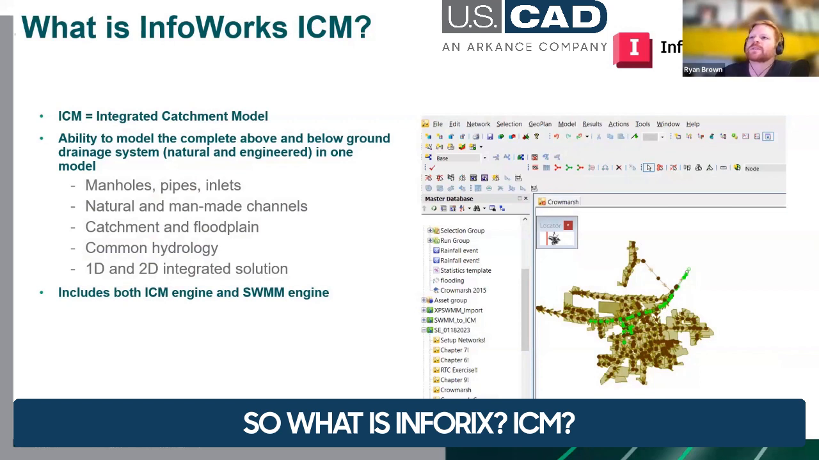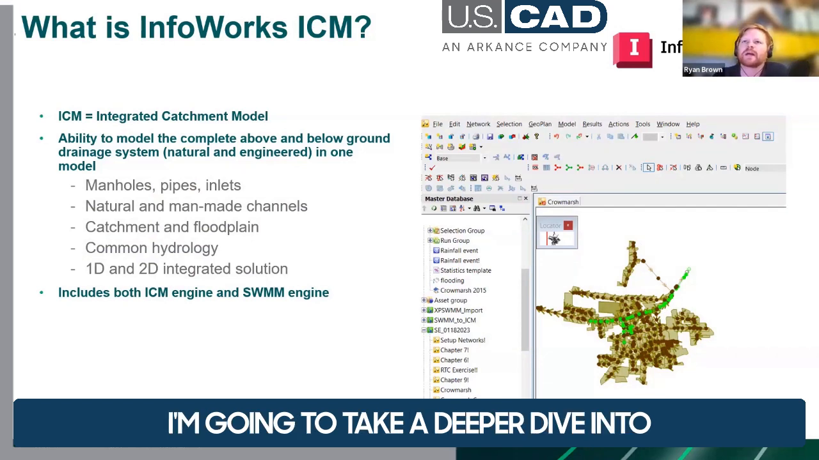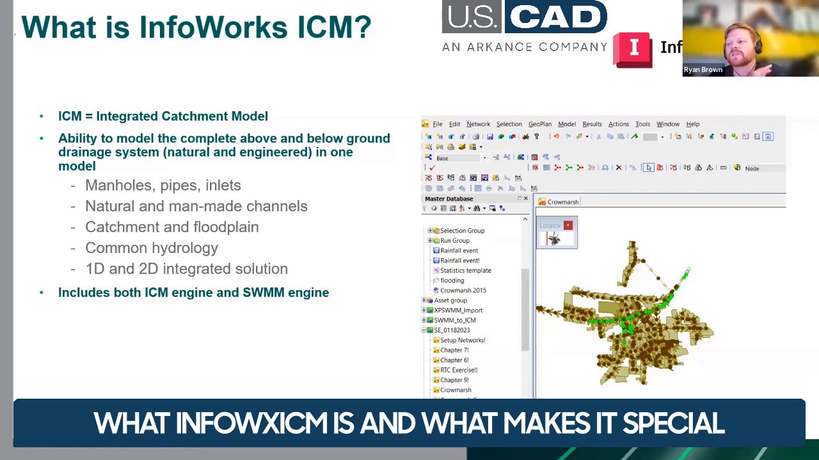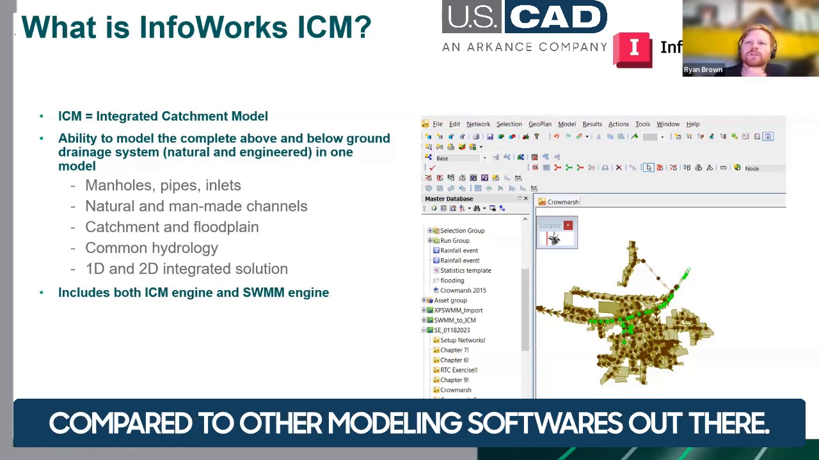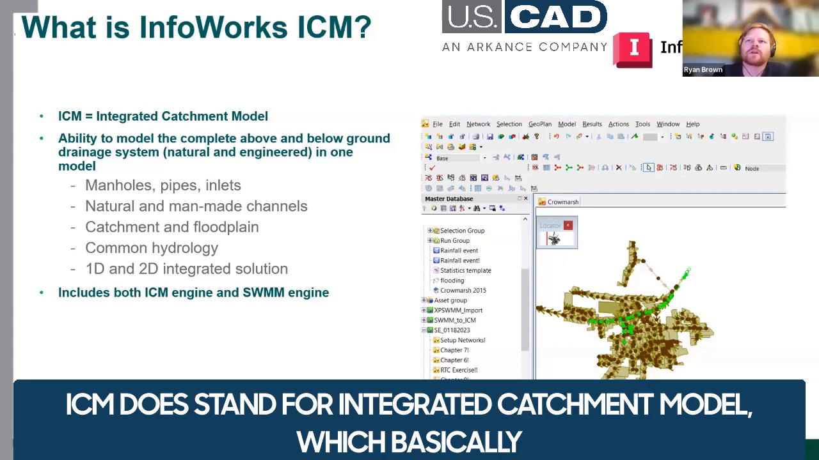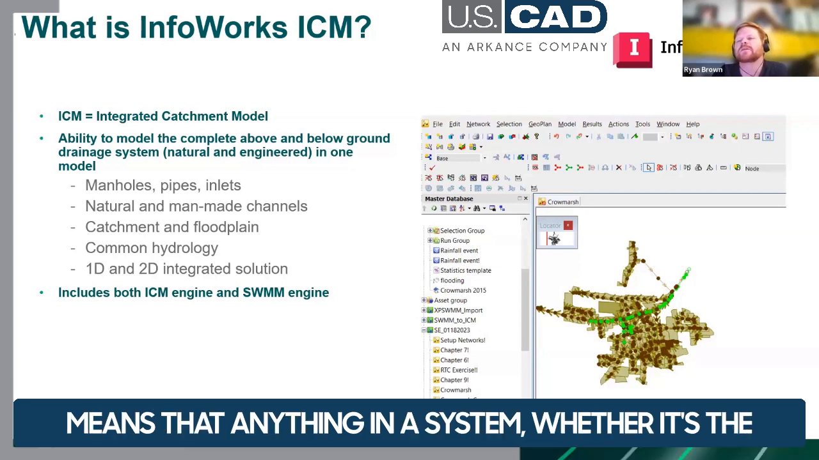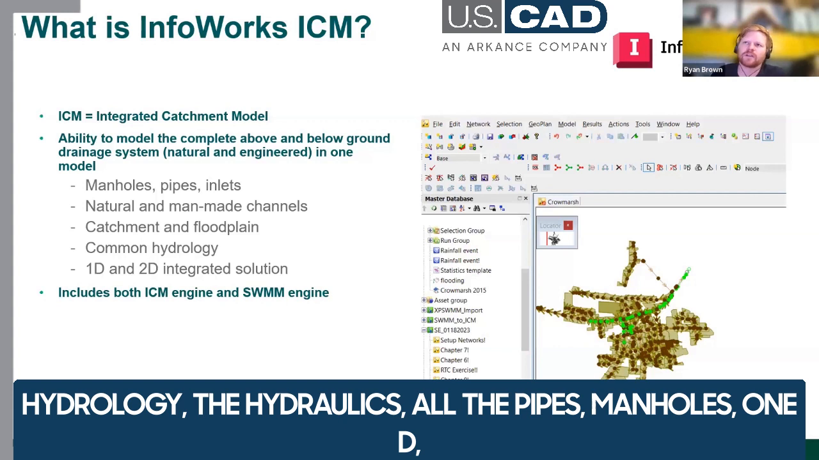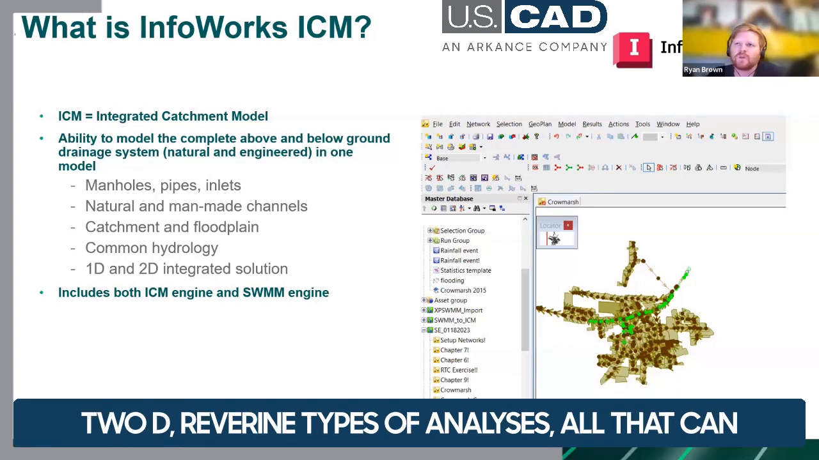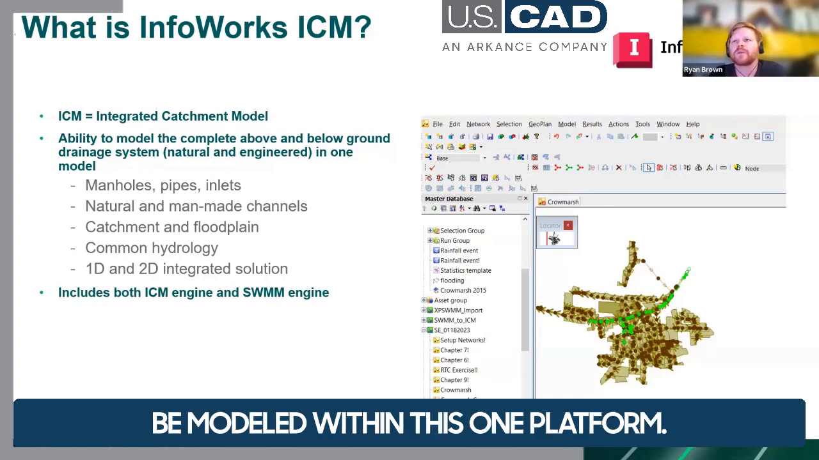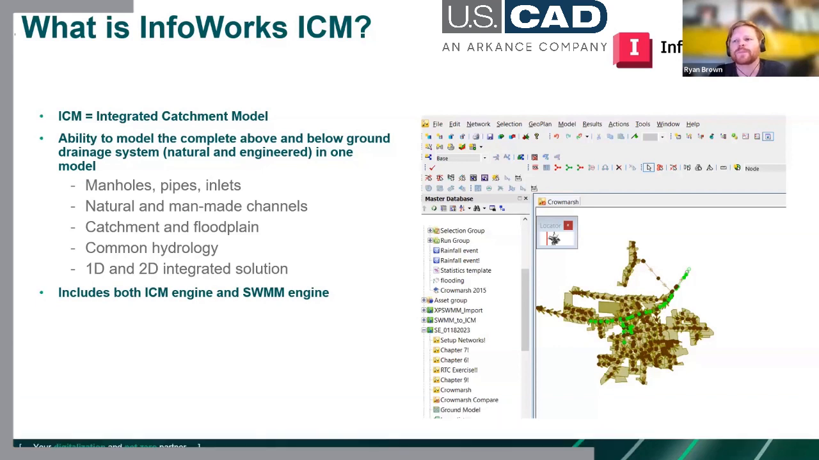So what is InfoWorks ICM? I'm going to take a deeper dive into what InfoWorks ICM is and what makes it special compared to other modeling software out there. ICM stands for Integrated Catchment Model, which basically means that anything in a system, whether it's the hydrology, the hydraulics, all the pipes, manholes, 1D, 2D, riverine types of analyses, all of that can be modeled within this one platform.